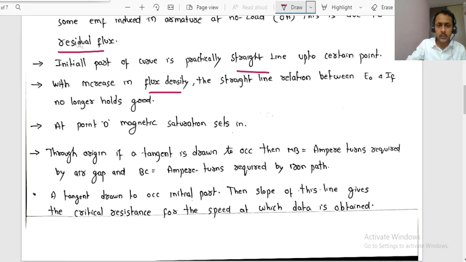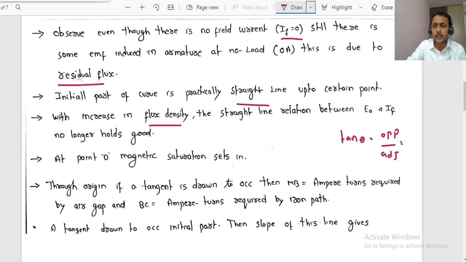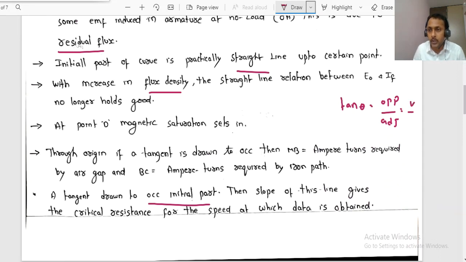Now, on this graph, if a tangent is drawn to the OCC initial part, the slope of that line, tan theta, equals opposite side by adjacent side. The opposite axis is voltage and the adjacent axis is current, so it is voltage divided by current. It indicates the resistance, the critical resistance for that particular speed. That is important. The slope of the tangent to the curve indicates the critical resistance for a particular speed.